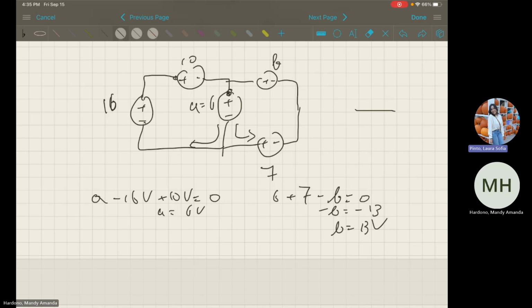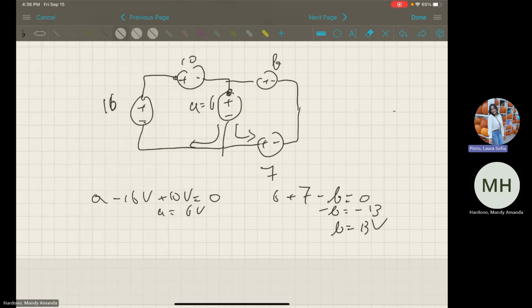It doesn't matter what direction you go in though, as long as you're consistent with your signs. Just pay attention to the signs and then you should be good. So in theory, you could do it upwards as well. Yeah. So you could also do 6 plus B minus 7. But you have to do minus 6 because you're going the other way, so the signs are changed. Yeah.